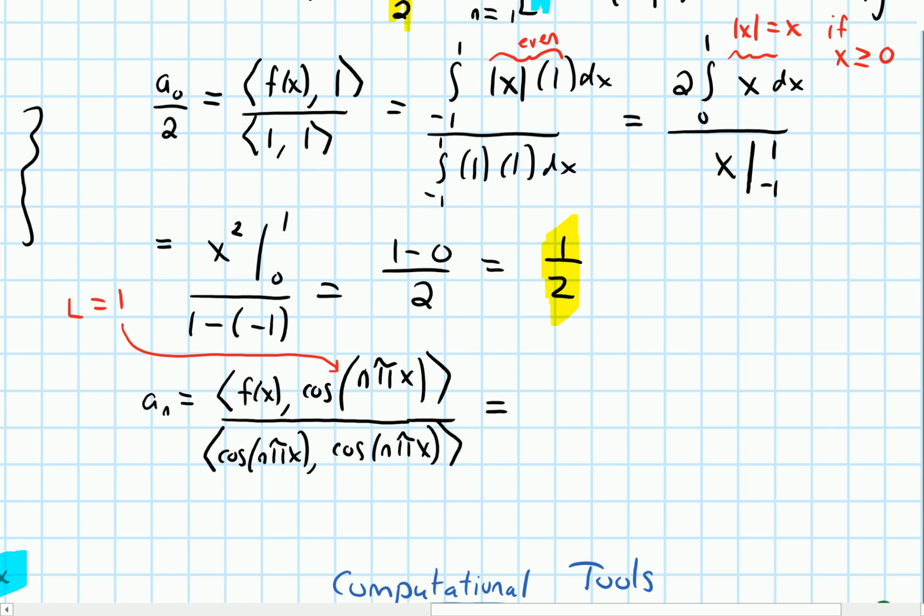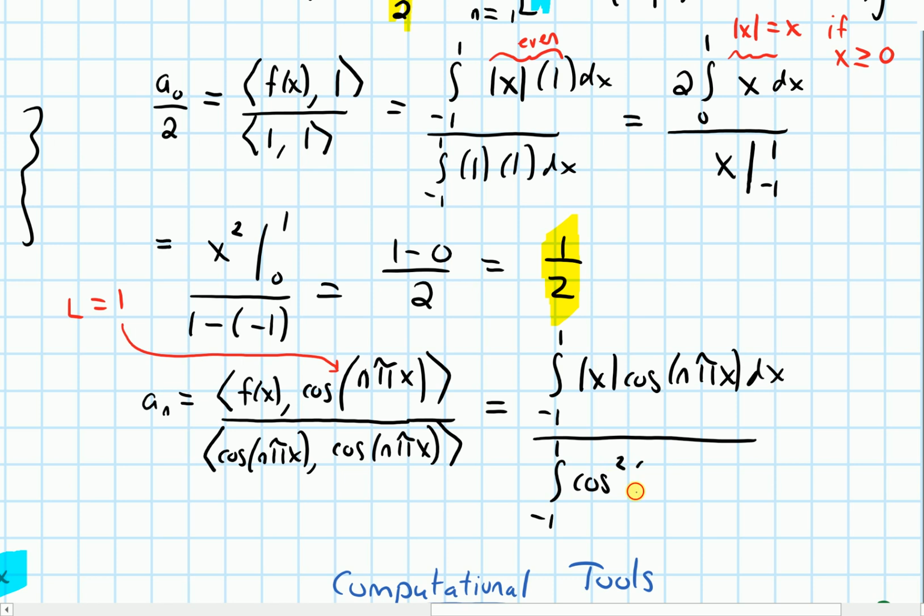Both of these are going to be integrals. So the top is an integral from -L, which in this case is -1, to +1 of f of x, and f of x is the absolute value of x. Let's go ahead and write that in: absolute value of x times cosine of n pi x dx. The denominator is the integral from -1 to +1 of the cosines multiplied, so that's cosine squared of n pi x dx.